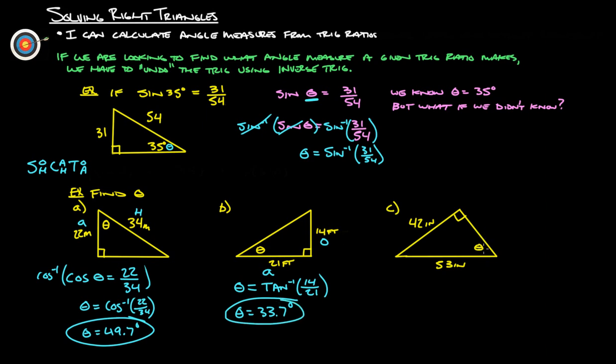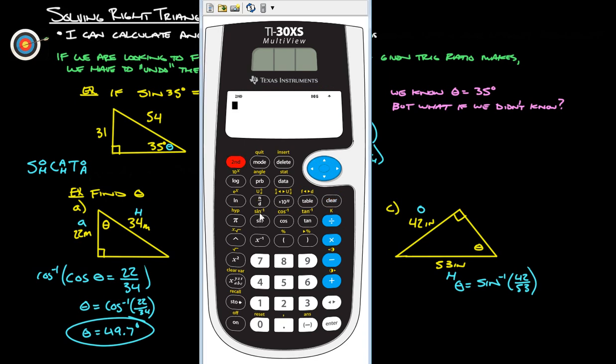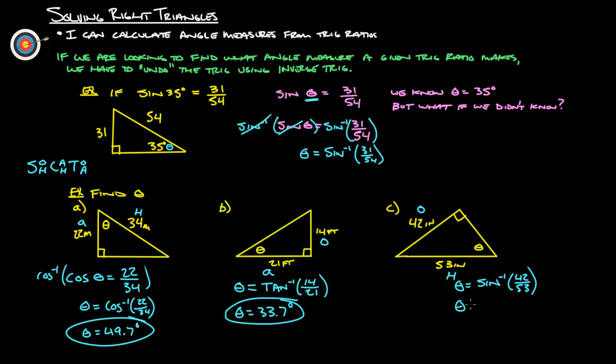Okay? And then this one here, this is opposite of the right angle, so that's the hypotenuse. This is across from our angle, so that is opposite, and that's the adjacent, which we don't need to know. Opposite and hypotenuse is sine. So we're going to do theta equals sine to the negative first of, and then sine is opposite over hypotenuse, so that's going to be 42 over 53. Okay, so second sine of 42 divided by 53, and we get 52.4 degrees.